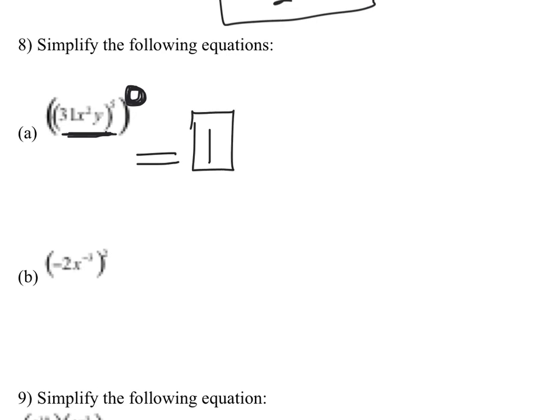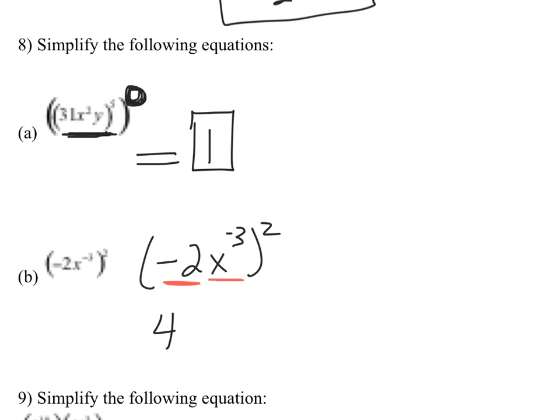And the next problem we have, and I'm going to rewrite this because it's not clear: negative 2x to the negative 3, all of that squared. Okay, well we have to take each one of these parts separately. So we're going to do the negative 2 separate from the x to the negative 3. So negative 2 squared is just 4. Negative 2 times negative 2 is just 4.